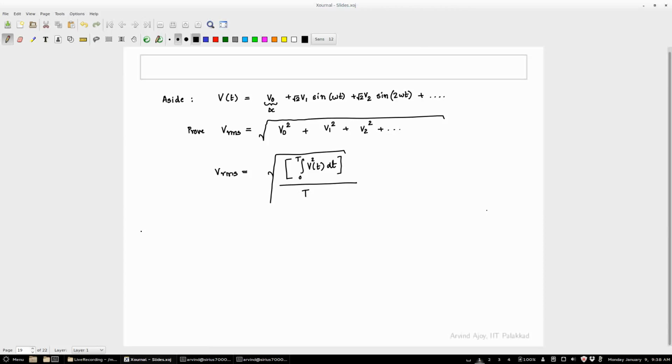Right? Everything goes under the root. Prove this.